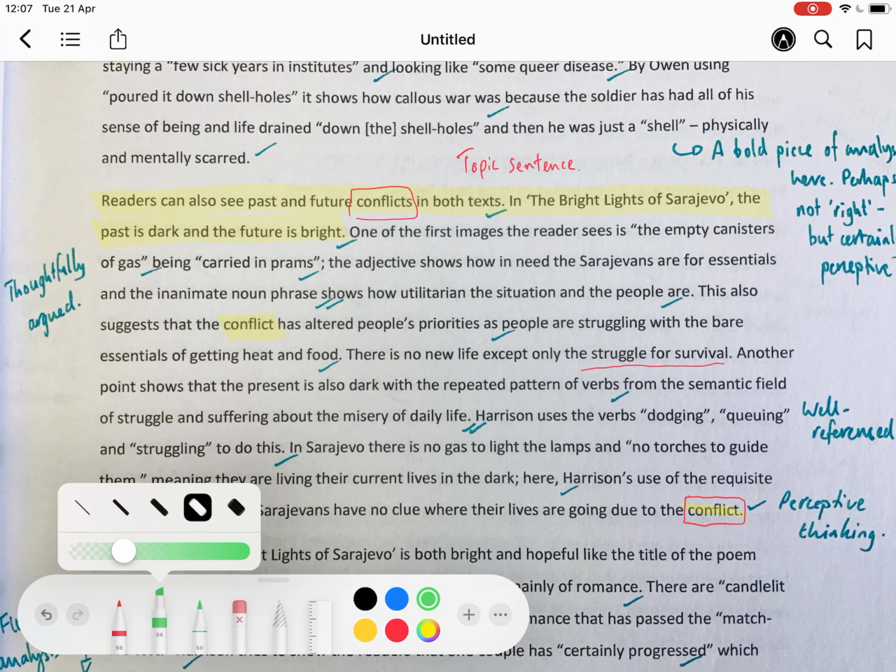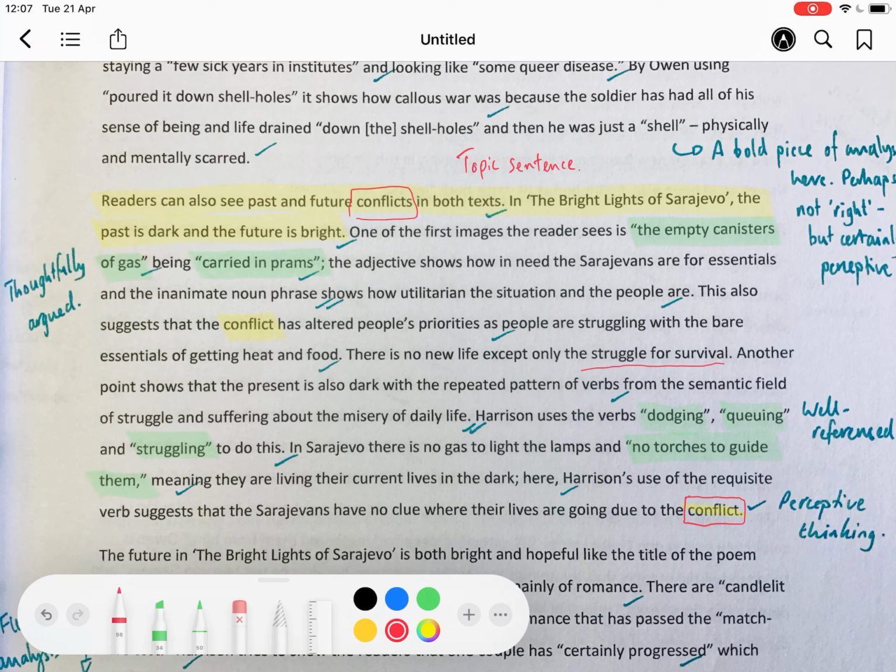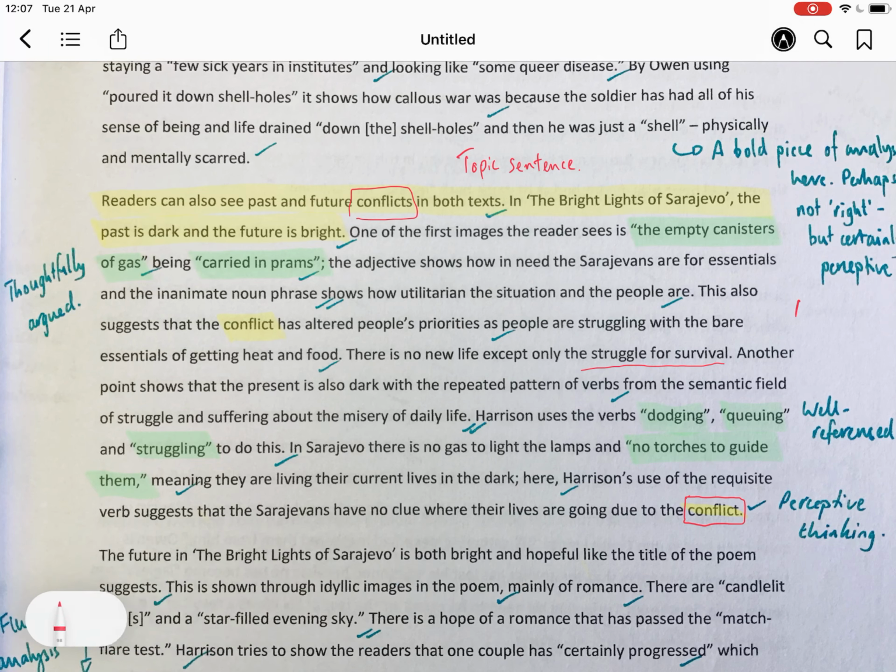I'm particularly impressed in quite a lot of this with the way that they use quotation. So I'm just going to go through and pick out those quotations that they use throughout this paragraph in green, like that. So we have here quite successfully fluent embedded quotation, which is something that you certainly need to aim for in your answer. Okay, so in green there, that fluent embedded quotation.